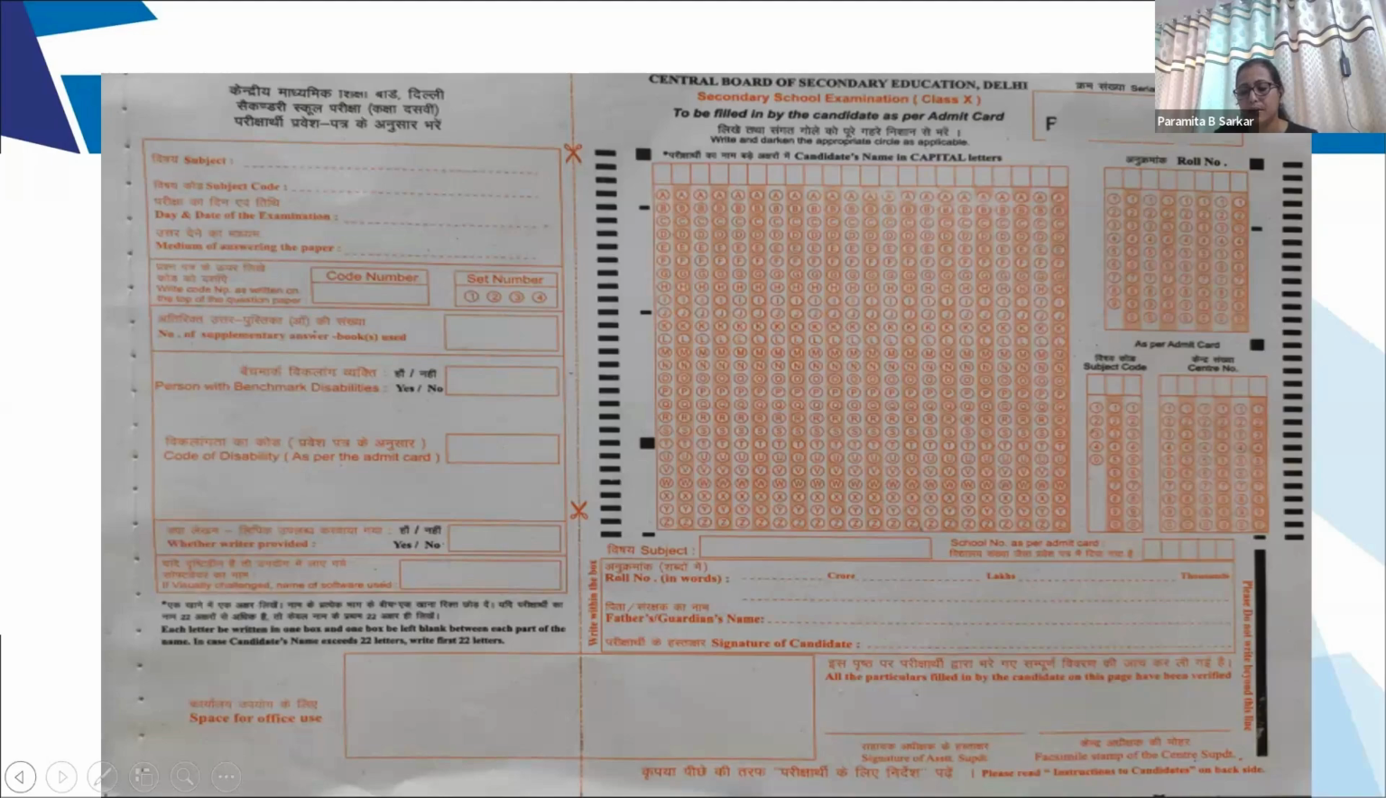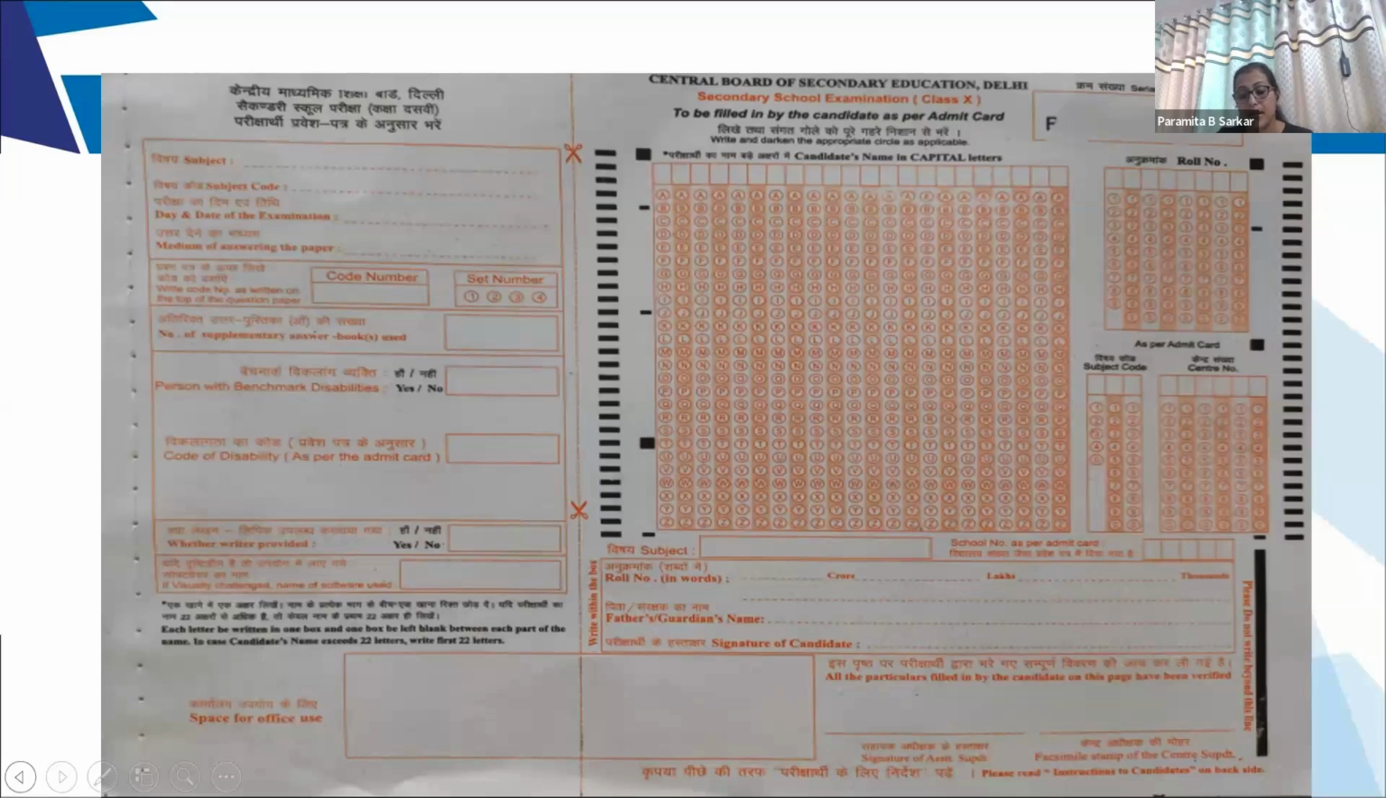Write down your roll number, subject code, center number, and school number. All these details will be available in your admit card. Please be careful and double check these details. Once you have filled it, you have to write down your roll number in words. So first you write down your roll number in numbers, and next you write your roll number in words, and then you fill in your father's name and your signature.